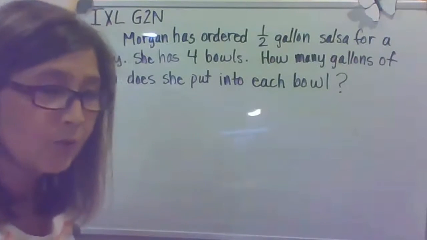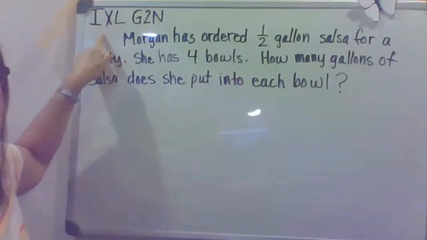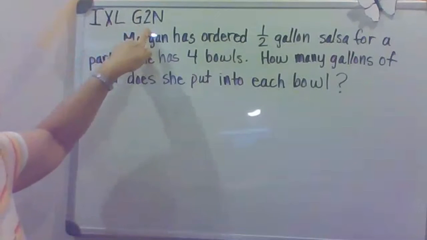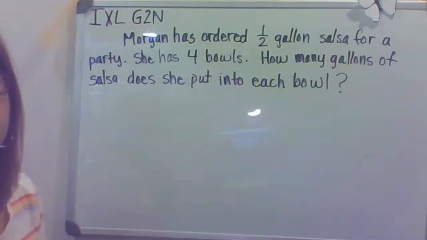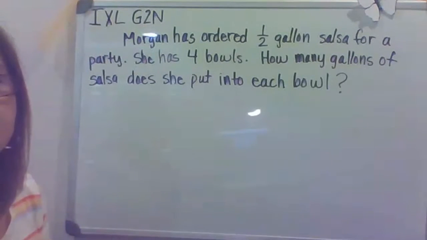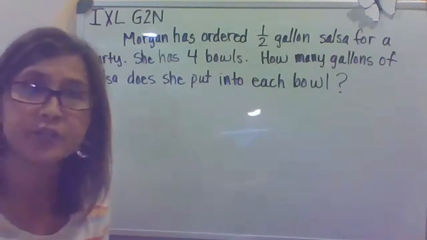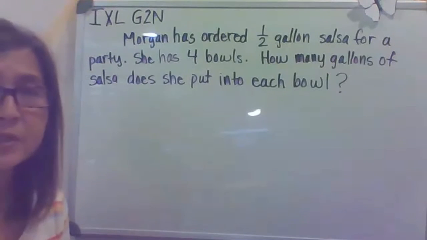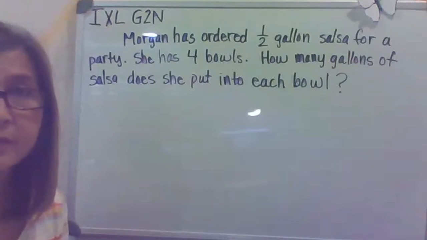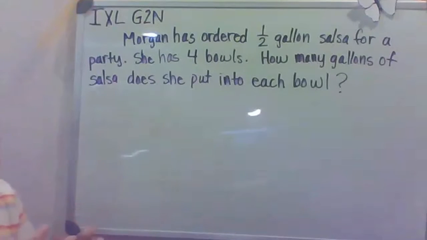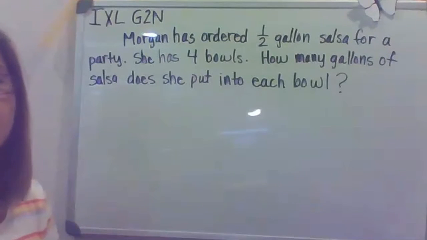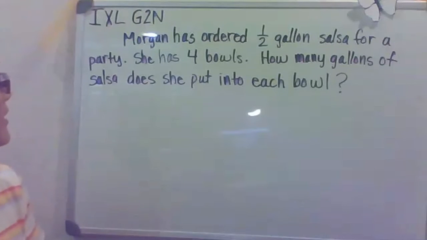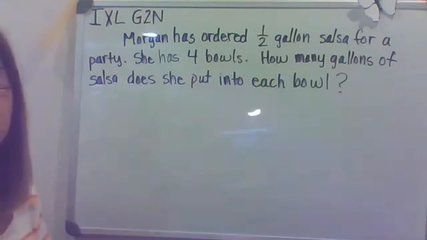All right, so this is coming from your IXL lesson. It will be G2N, okay? That is your starred lesson, and you'll have to search it in and type in G2N. And again, it's dividing unit fractions and whole numbers. So the tricky part is figuring out what is going to be our dividend, the chunk that's being shared, and then what's going to be our divisor, not our quotient. So what will be our dividend and what will be our divisor? Okay, so let's read through it and see what we can figure out.